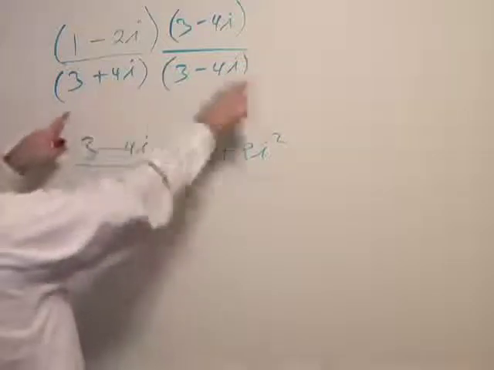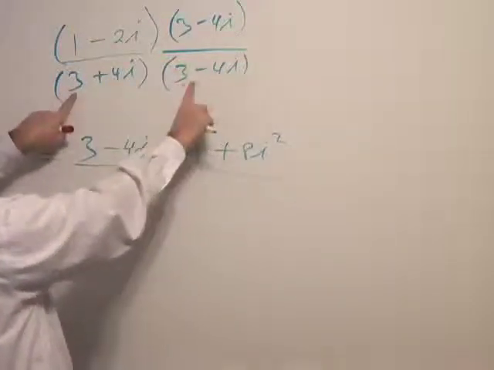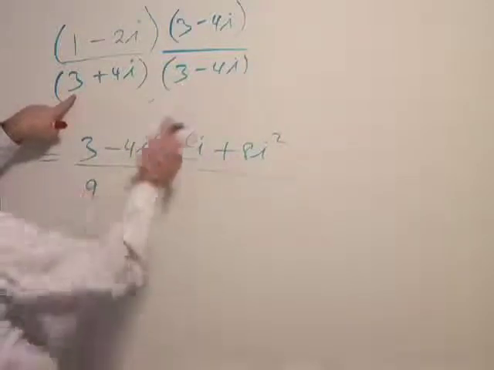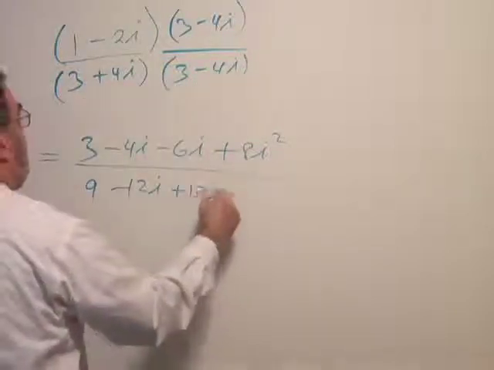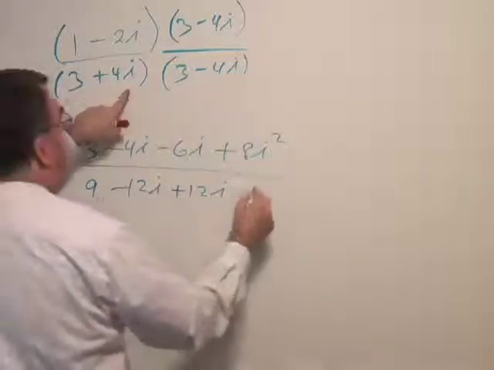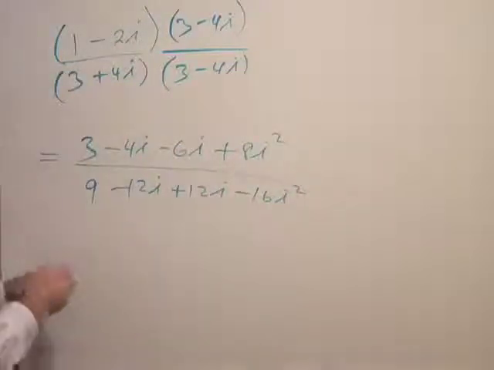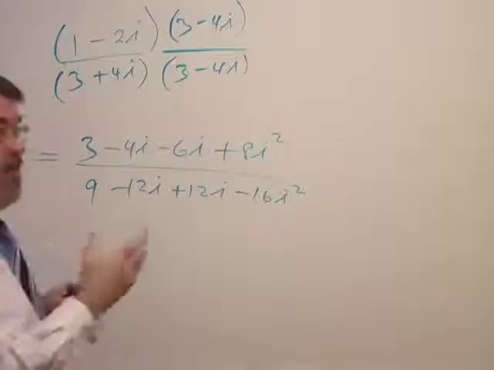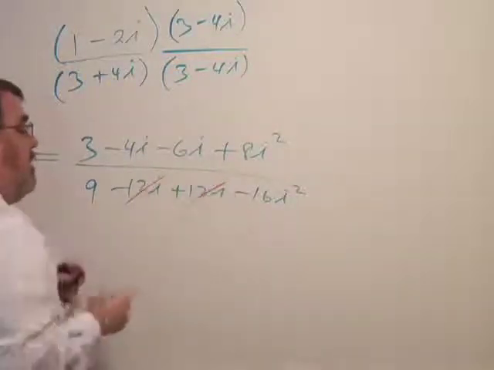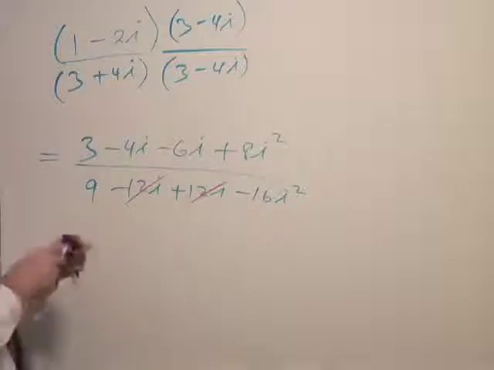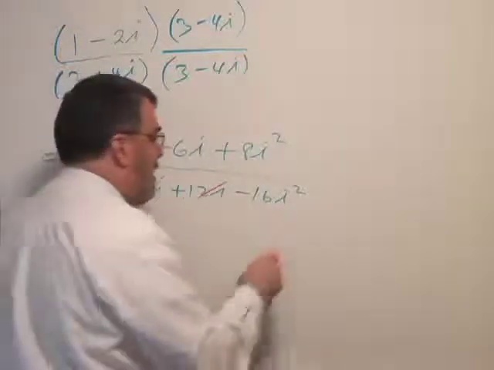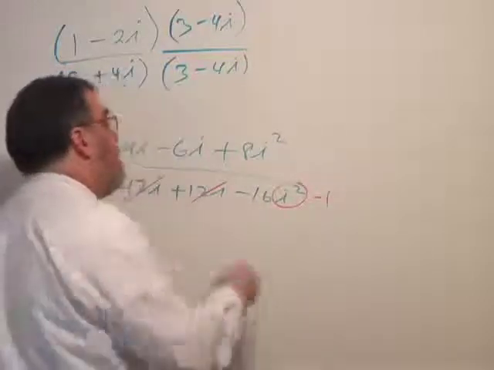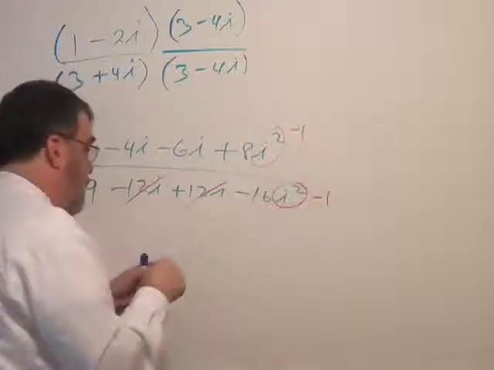Down below, same thing, we're going to multiply across here by FOILing. So I have 3 times 3 is 9, minus 12i, and then plus 12i, and then minus 16i squared. And look what happens here. Down below, the middle terms canceled, and we get this difference of two squares action. And furthermore, what happens to i squared? It's going to turn into a negative 1, isn't it? So this turns into negative 1. That turns into negative 1.